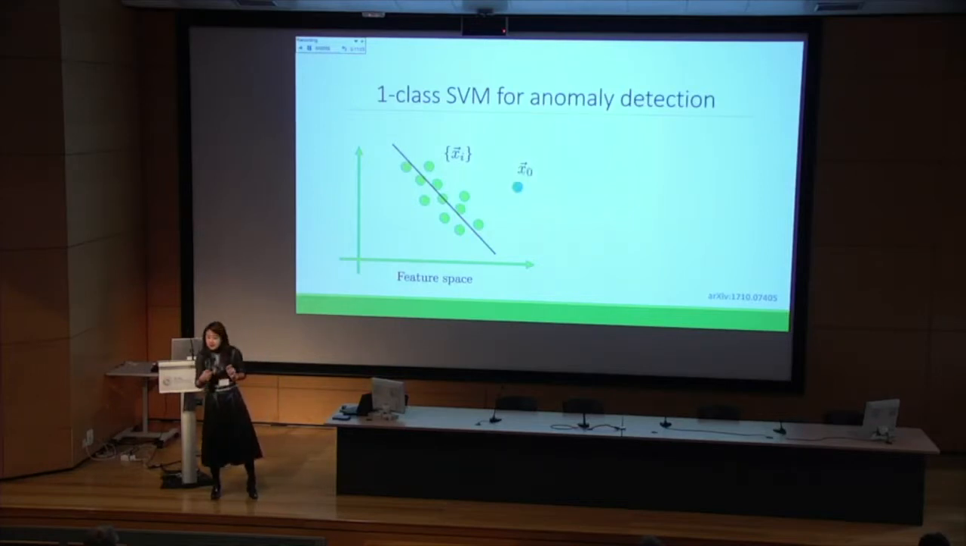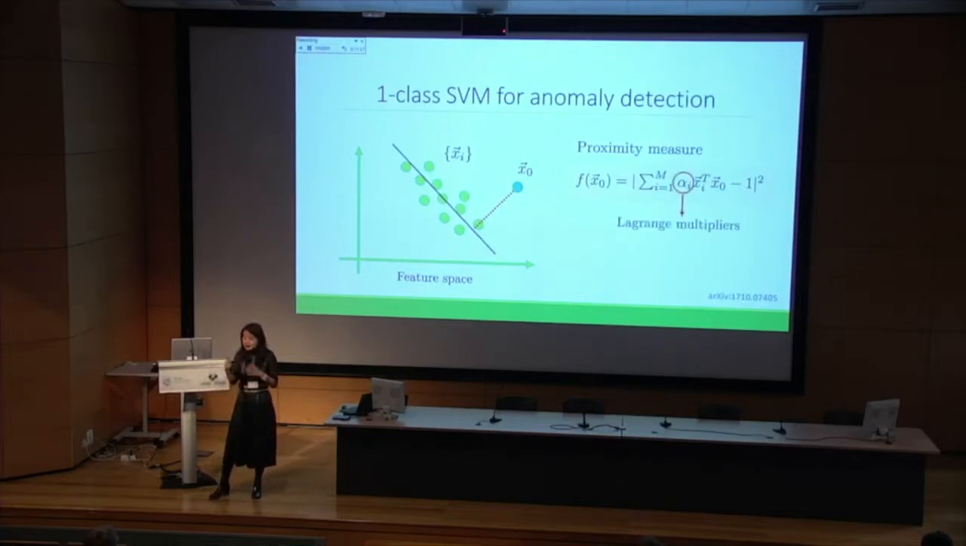And then we have our test data. And then our proximity measure would be the distance between our test datum and this hyperplane. And then this would be our new proximity measure. And here alpha are the Lagrange multipliers associated with the extremization problem.